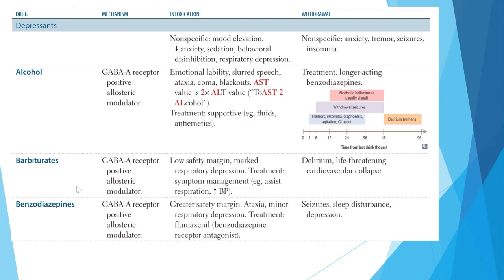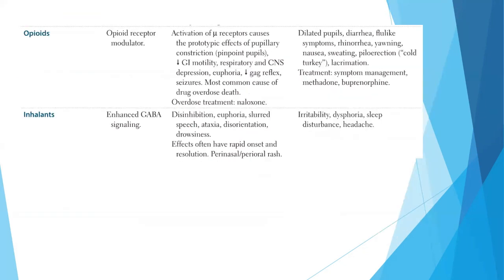Benzodiazepines also act on the GABA-A receptor, but there is a greater safety margin. The patient may show ataxia and minor respiratory depression, and treatment is via the benzodiazepine receptor antagonist, that is flumazenil. In case of withdrawal, the person may show symptoms like seizures, sleep disturbance, and depression.